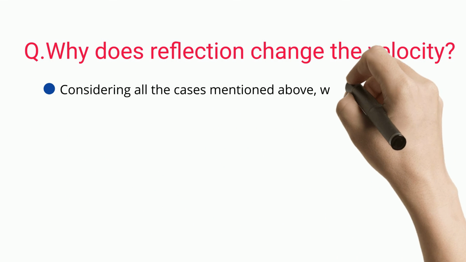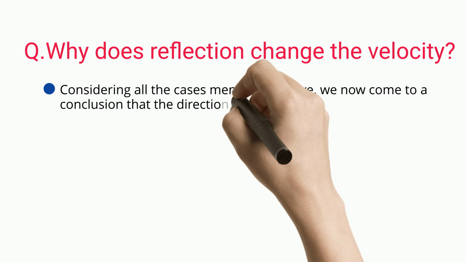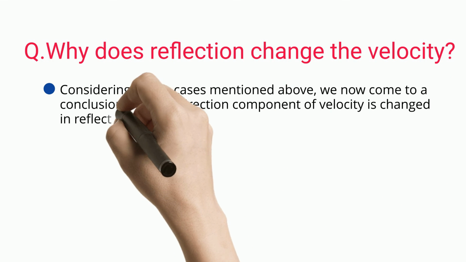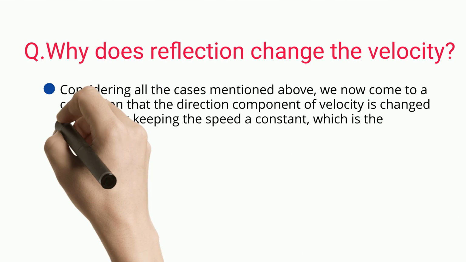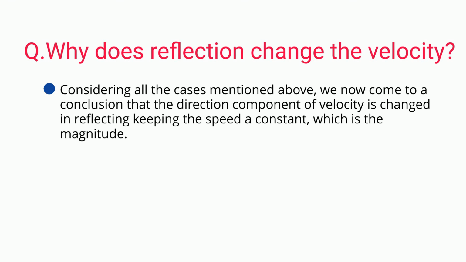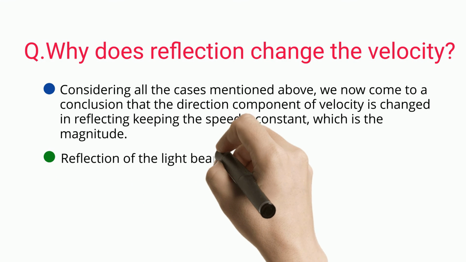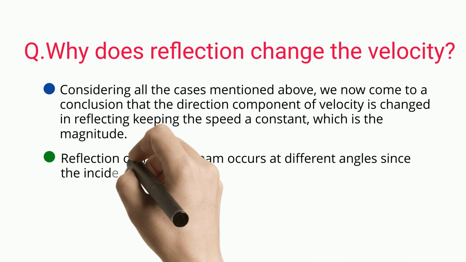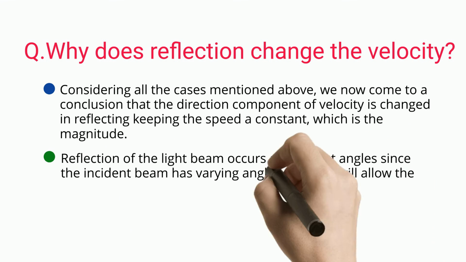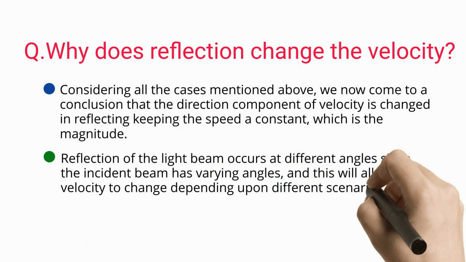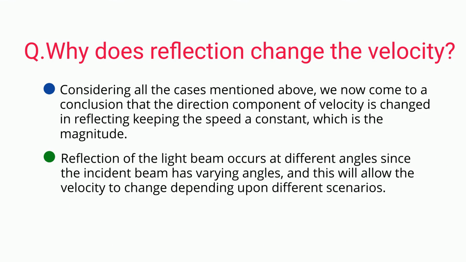Considering all the cases mentioned above, we now come to a conclusion that the direction component of velocity is changed in reflection, keeping the speed, which is the magnitude, constant. Reflection of the light beam occurs at different angles, since the incident beam has varying angles, and this will allow the velocity to change depending upon different scenarios.